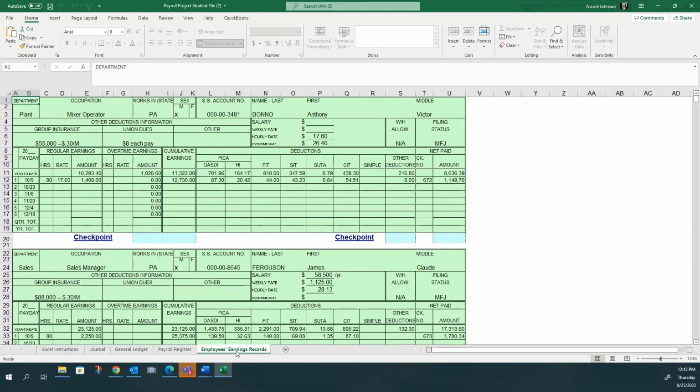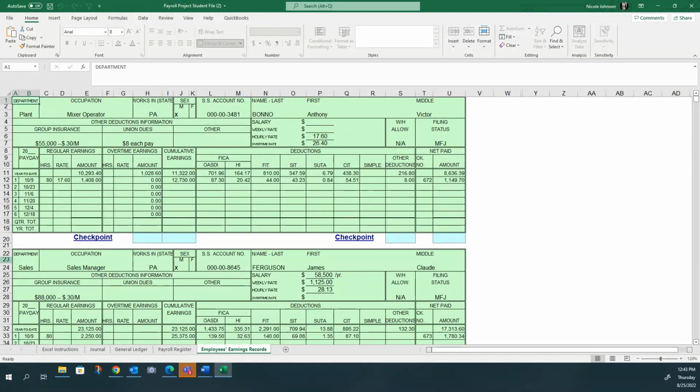each employee. Bono is listed first. In the cumulative earnings column, the year-to-date amount prior to this pay period is $10,293.40. During this pay period, Bono earned $1,408. The cumulative earnings before this pay period plus the earnings from the pay period is below the threshold of $142,800. This means that all of Bono's earnings will be subject to the OASDI tax.